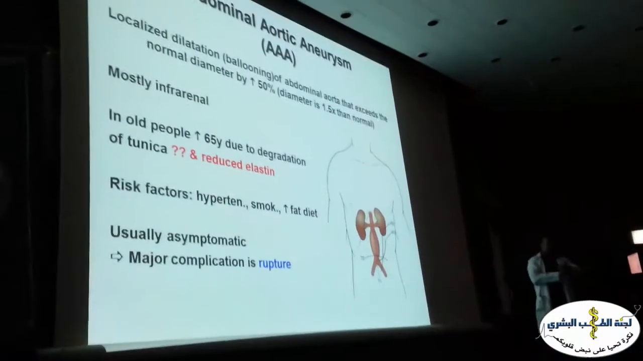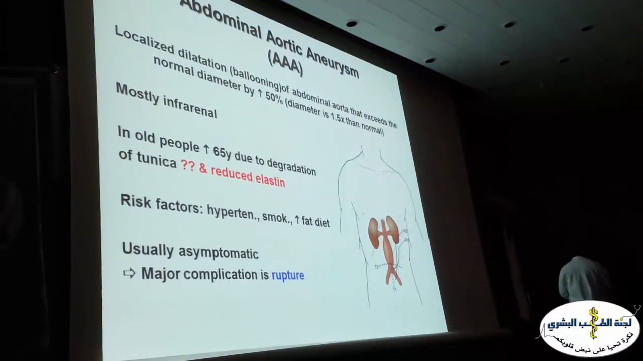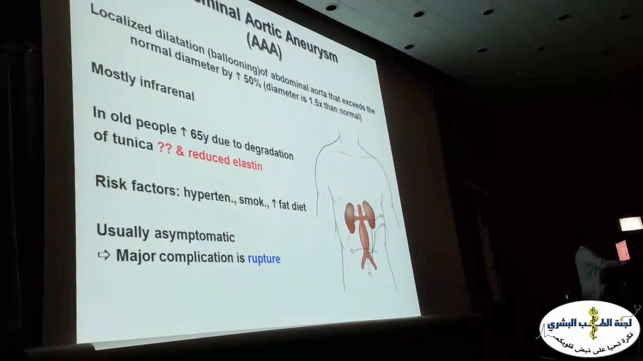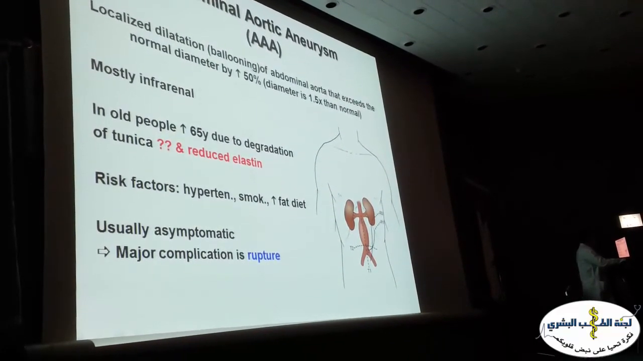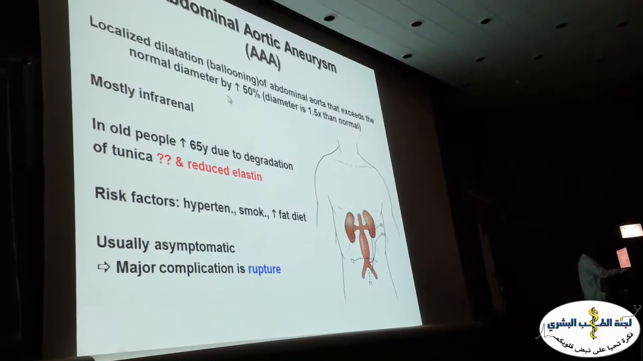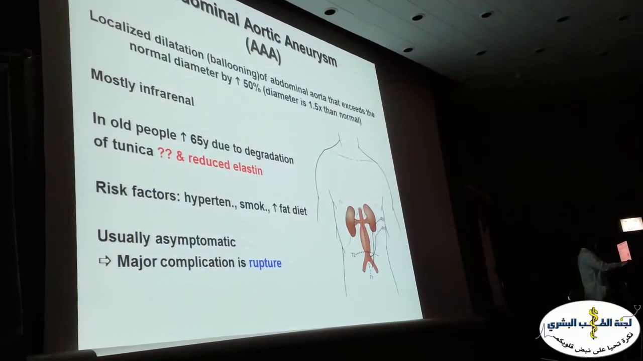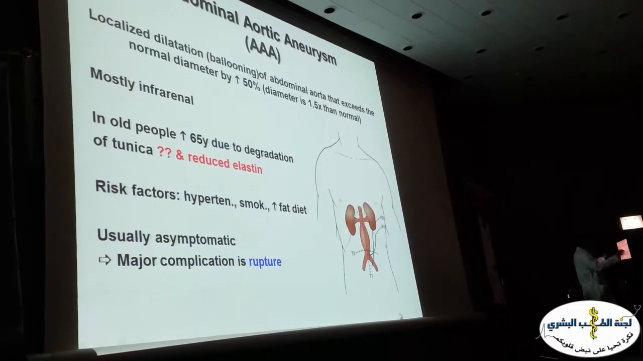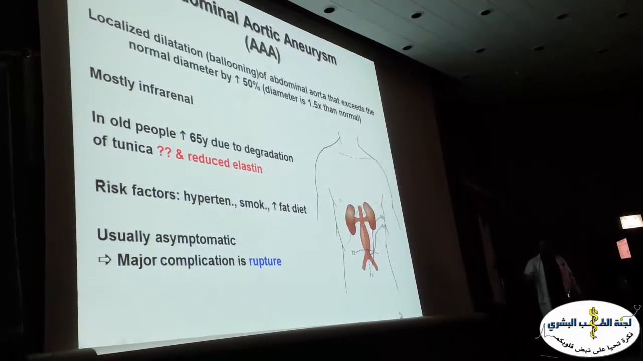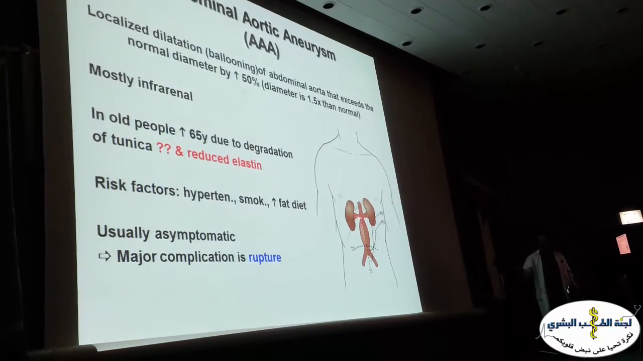Abdominal aortic aneurysm. It is a localized dilatation, ballooning of the abdominal aorta. Okay? It becomes more than 50%, meaning 1.5 times the diameter of the aorta. Most of the time it happens infrarenal. What does infrarenal mean? Below the renal arteries.